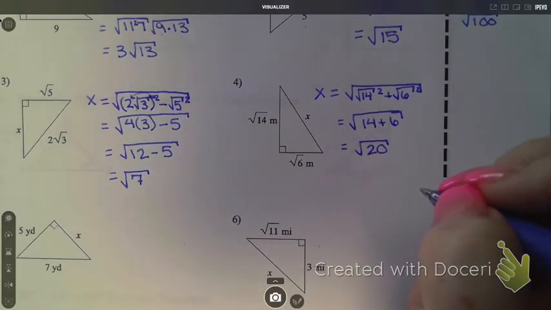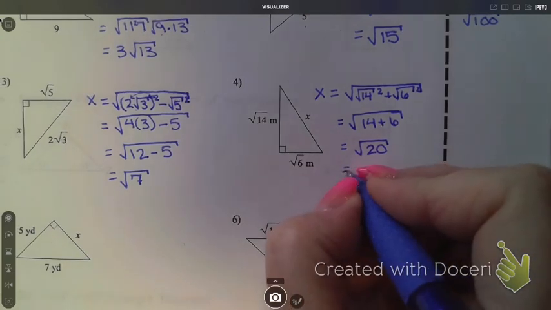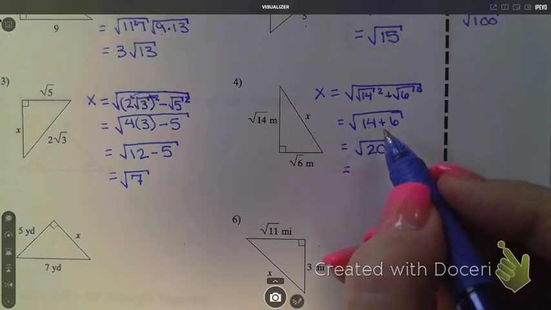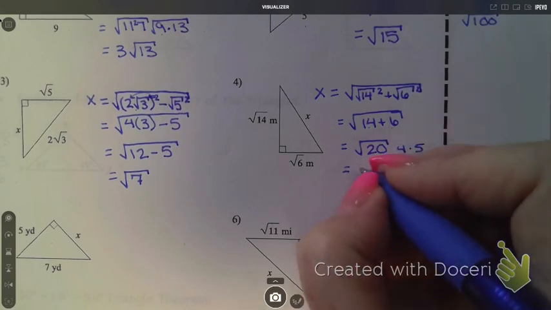So I'll have the square root of 20. Okay, what do I do from there? Wait, how did you get 20? 14 plus 6. Oh. And then 4 times 5. The square root of 4 is 2.